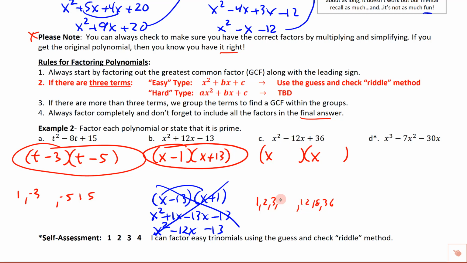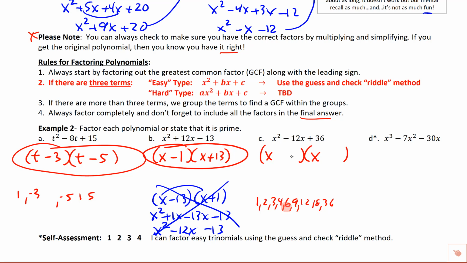Next one would be, let's see, we'd have 4 and 9. Okay, you can't make a 12 out of a 4 and a 9. 4 and 9 make 13, so we're pretty close. So the last factor is 6. 6 goes into 36 6 times.